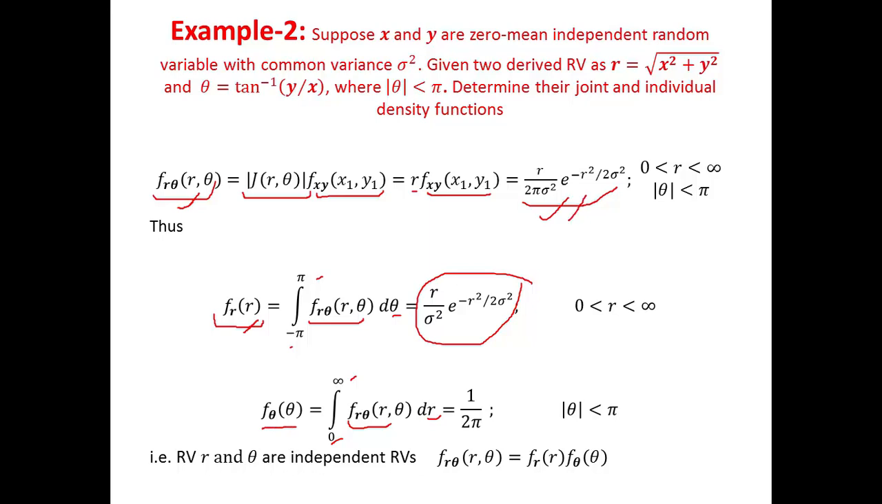And if we see this expression and this expression, you can clearly conclude that the joint density of r and theta equals the multiplication of their individual densities. What it means is that the random variables r and theta are independent random variables, and we are getting r and theta as independent because they are generated from two random variables x and y which are independent. So if we use independent random variables to generate two other random variables, we also get independent random variables as the output.